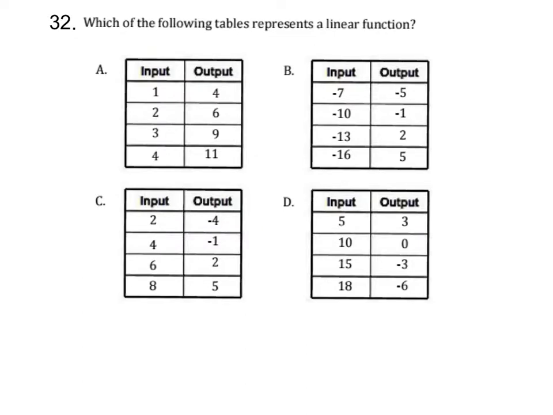Question 32 asks which of these tables represents a linear function. Now, you've got a couple of options. You could graph these and see if they made straight lines. You could plot these points and see if they were in a line. The other thing to check is the slope. Linear is going to have a constant rate of change. That means the slope is going to be the same regardless of what 2 points we choose.